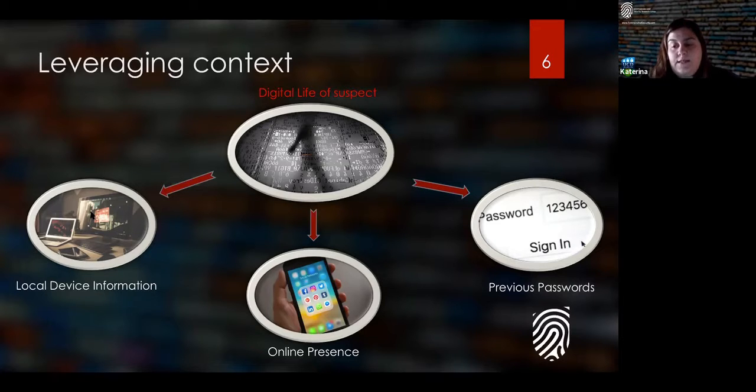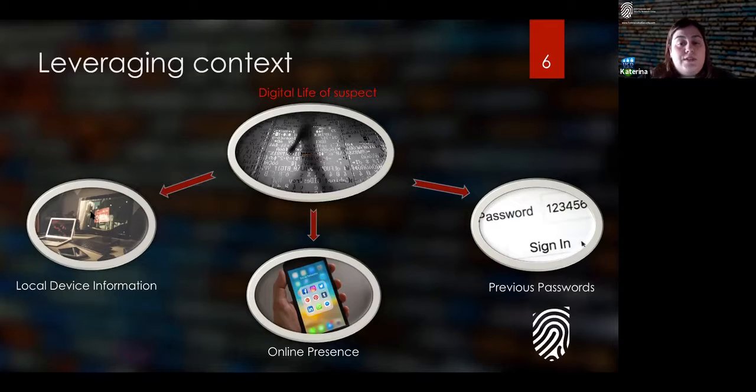That means that we're focusing on local device information, which is information that is gathered from the analysis of a seized device at the physical scene, which could include the browsing history on a computer or laptop, or, for example, a poster in someone's room that shows that they like a certain type of music.